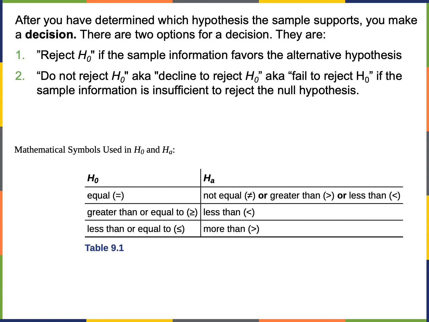All right, so here's some more symbols. If your null hypothesis has an equal sign, then the alternative hypothesis will have a does not equal sign, this little equals with a little dash through it. Or it could be a greater than or strictly less than. Notice that there's no equality here, okay?